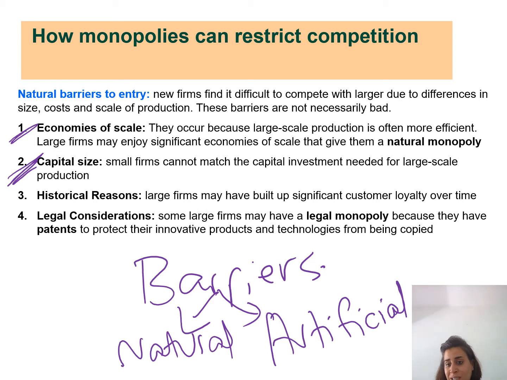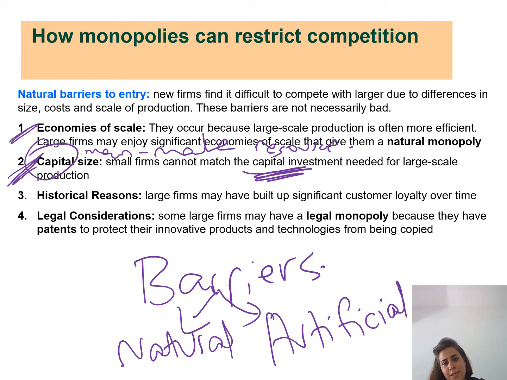Capital size. This is an old monopoly operating in the market. They have a lot of machines. Capital stands for man-made resources. So automatically at that point, they have a lot of capital and they can produce in large quantities. Historical reasons: the consumers already know about that monopoly. They would probably be afraid to try a new competitor, or the monopoly created consumer brand loyalty, remember? So no matter what, they're used to that product, they will keep on buying it.